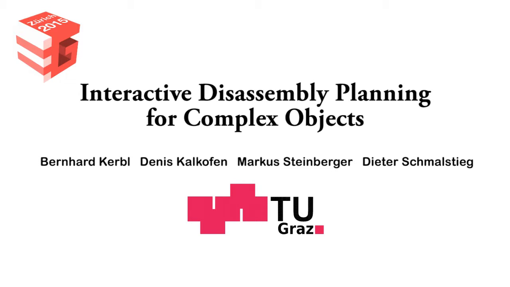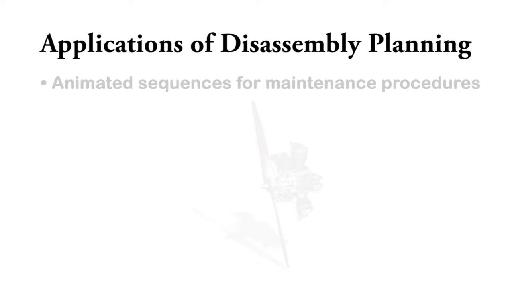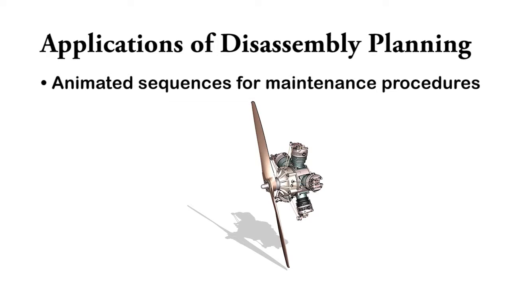Computer-aided disassembly planning of 3D objects has various applications in computer graphics. For instance, partial disassembly procedures can be used to identify efficient ways to extract specific parts that may need replacement or maintenance. The corresponding instructions can be animated for clarity.